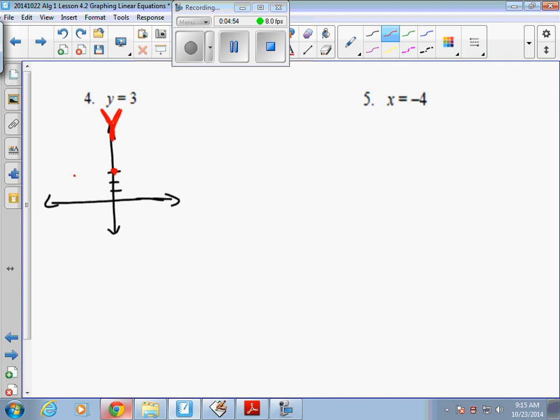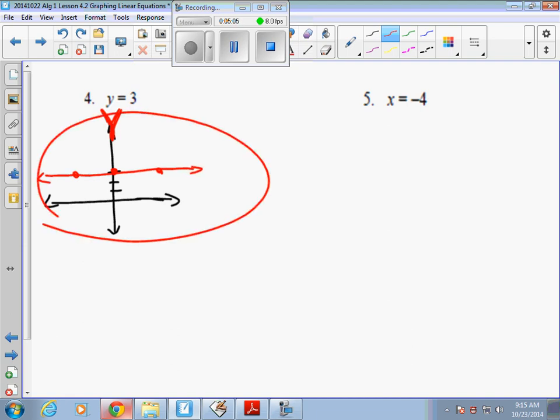It's going to be 3 at this value, and it's going to be 3 at this value, and at every infinite number to the right and to the left, both positive and negative. So you're going to have a horizontal line like this. There's no reason to have a set of data to do that.